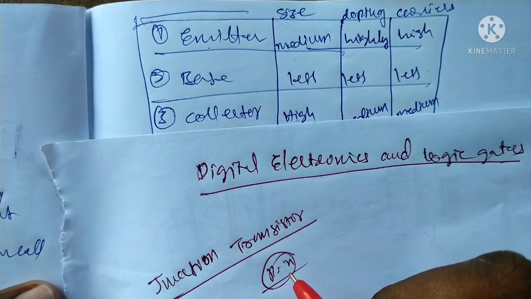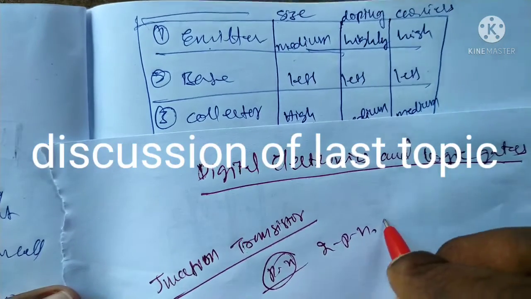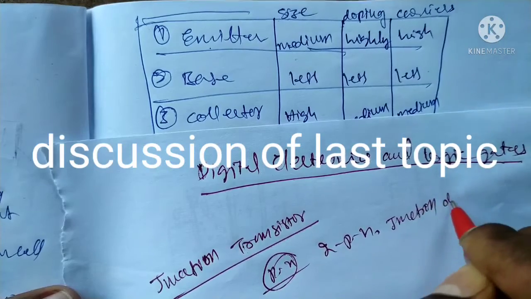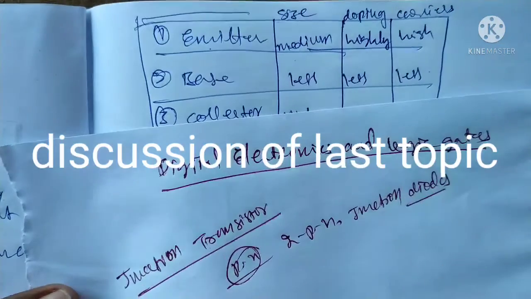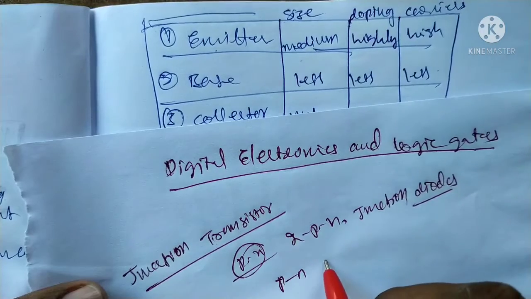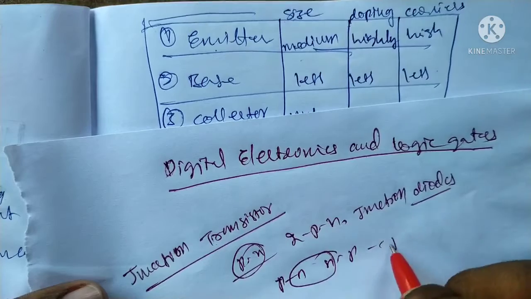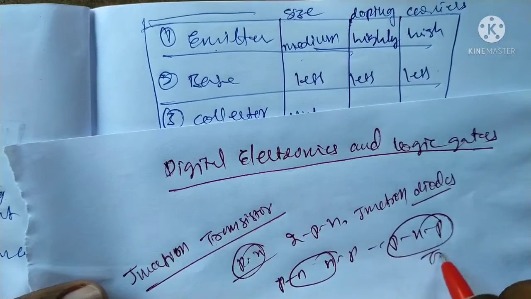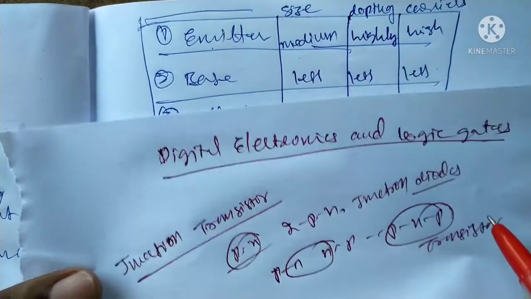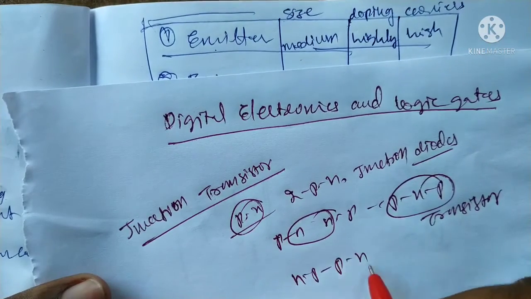What is a transistor? A transistor is basically a combination of two PN junction diodes. Okay, how to form a transistor? How to construct the transistor? It is a combination of two junctions, a PN junction and an NP junction. That gives a PNP transistor, and also an NPN transistor.